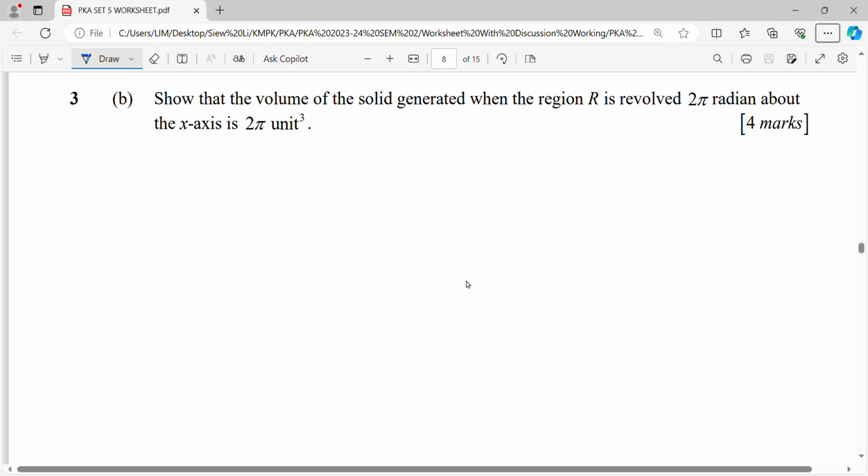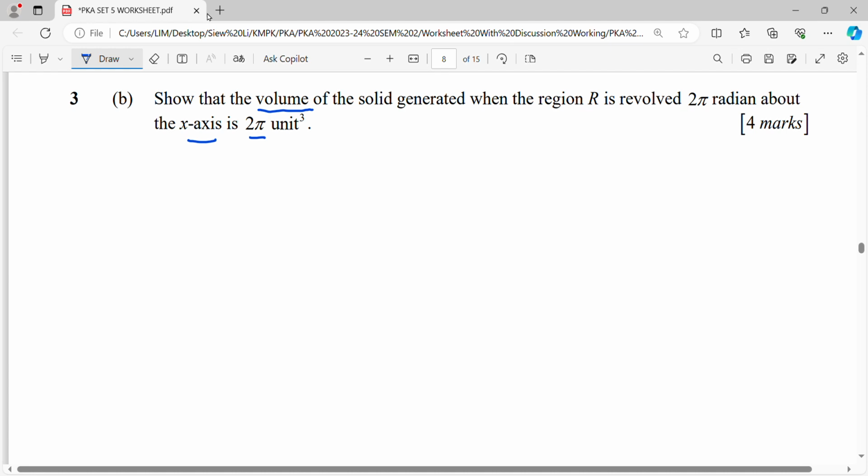Okay, come to this question. The volume of the solid generated when the region R is revolved 2 pi about the x-axis is 2 pi. So for volume, they will tell you whether you want to do dx or dy.